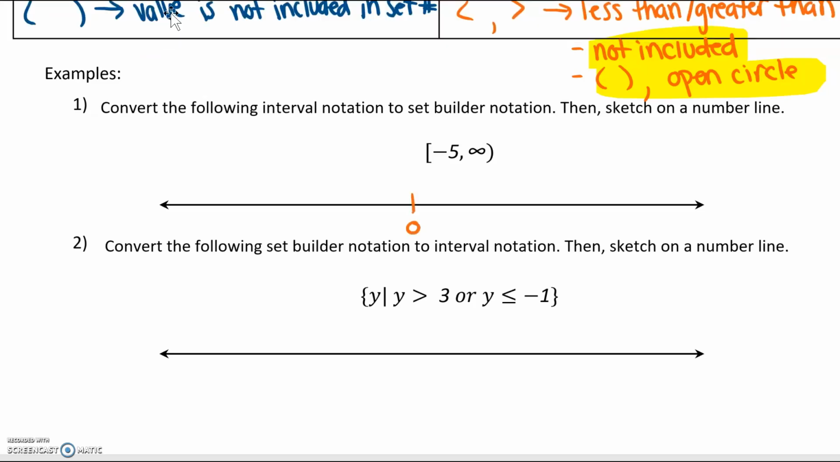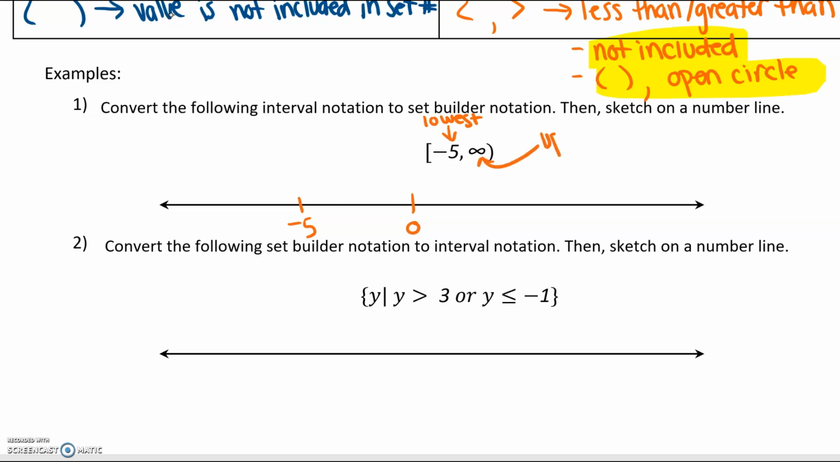So 0 would be here on a number line, and then -5 would be, I don't know, over here. What this says is -5 comma infinity, which means you go on forever and ever in the positive direction. And by the way, negative infinity would be forever and ever in the negative direction. But since this is an interval notation, that means this number is the lower bound, or the lowest number you can have in the set.